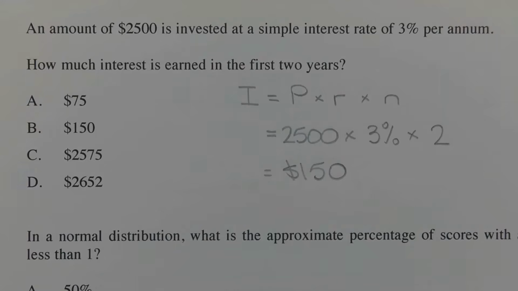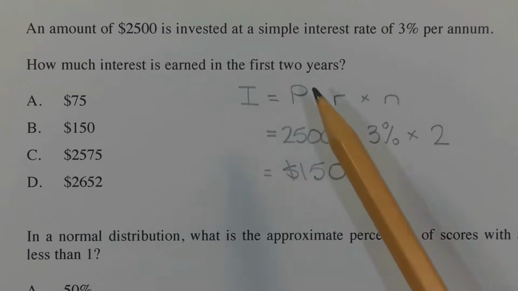So we'll need to use the simple interest formula, I equals P times R times N, where I represents the amount of interest earned, P represents the principal or the amount invested, R represents the simple interest rate per period, and N represents the number of periods that the investment runs for.